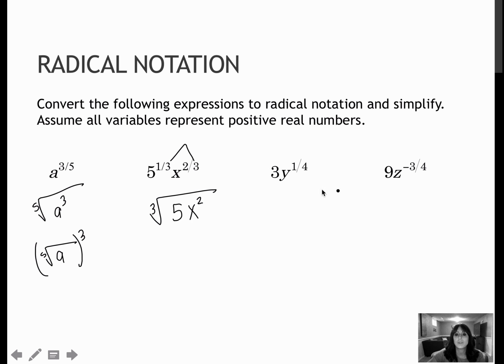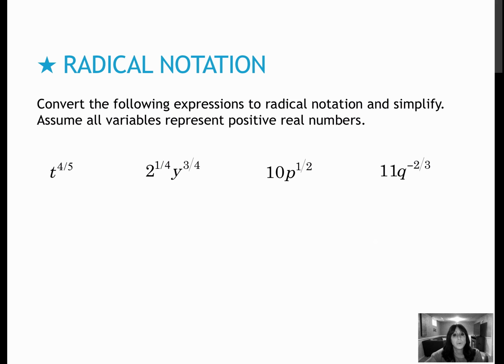Be careful on these two questions because notice on these two, the 3 is not to the 1/4 power and the 9 is not to the -3/4 power. So here, it's 3y to the 1/4. The y is to the 1/4 power, so I have a 3 on the outside, and then I have the 4th root of y. This one I have 9, but the z is the only thing to the -3/4 power, so I have a 9 here. The negative says that this z to the 3/4 actually goes on the bottom of a fraction. And then of course it's cubed and the 4th root. So there's the 3 and the 4.